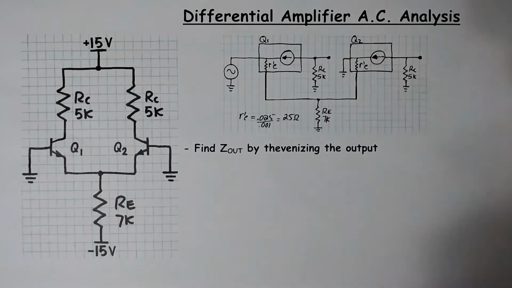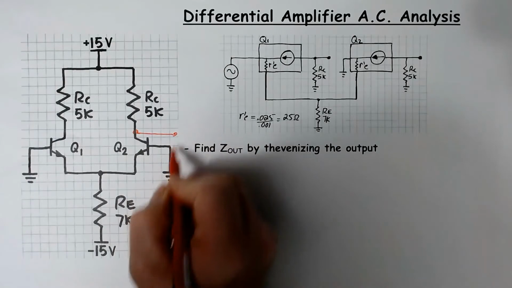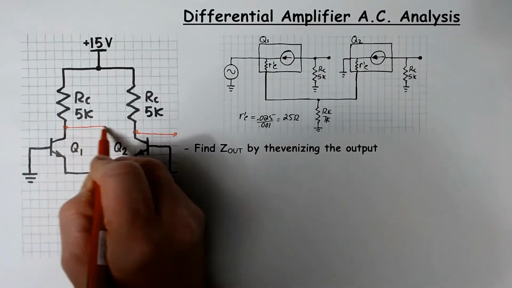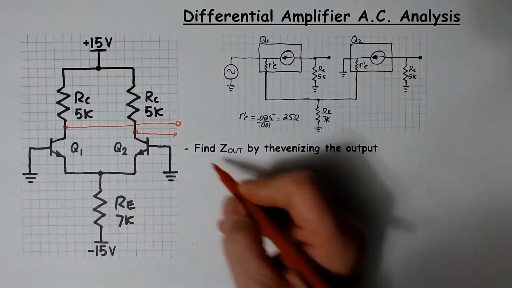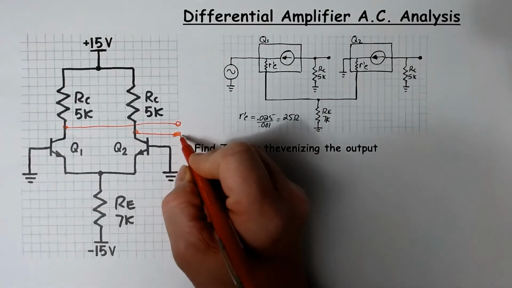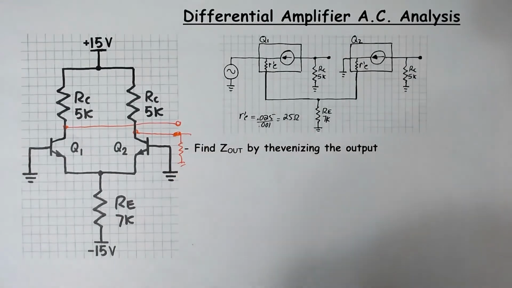Finding Zout on the differential amplifier. Well, the first thing you need to do is figure out how many loads you have attached and how they are attached to the outputs on the differential amplifier. So the differential amplifier has two potential outputs. There's one here. There's one here. There's two ways that you could attach a load to this. You could attach a load between the collector and ground on one of the outputs. That would be a single-ended output.